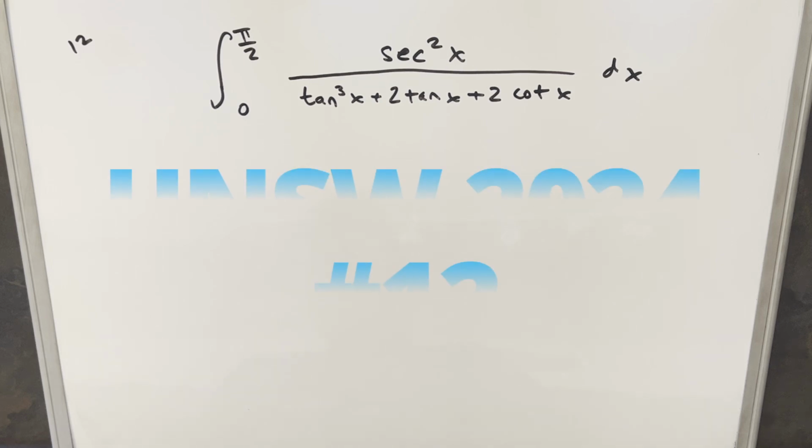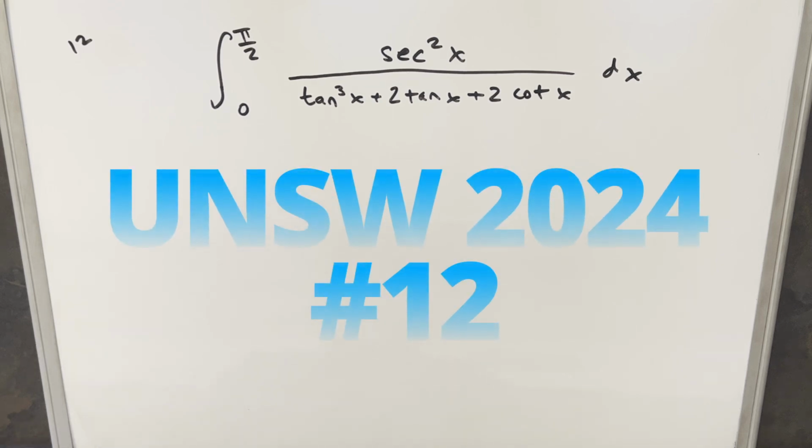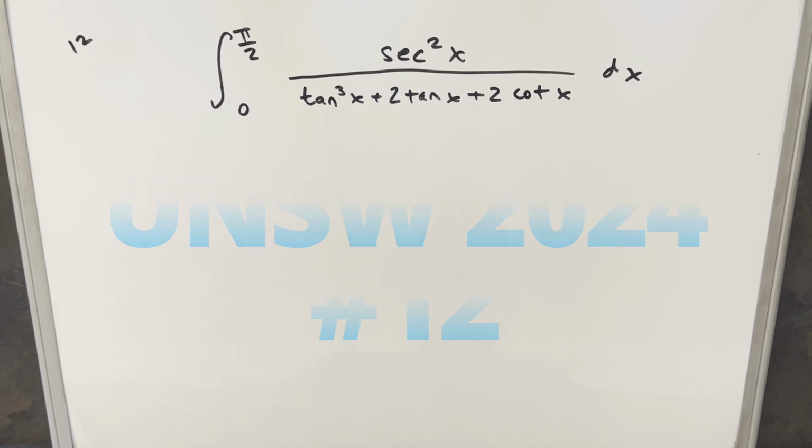Okay, we have another integral from the UNSW Integration Bee from 2024. This is problem 12. We have the integral from 0 to pi over 2 of secant squared x over tan cubed x plus 2 tan x plus 2 cotangent x dx.